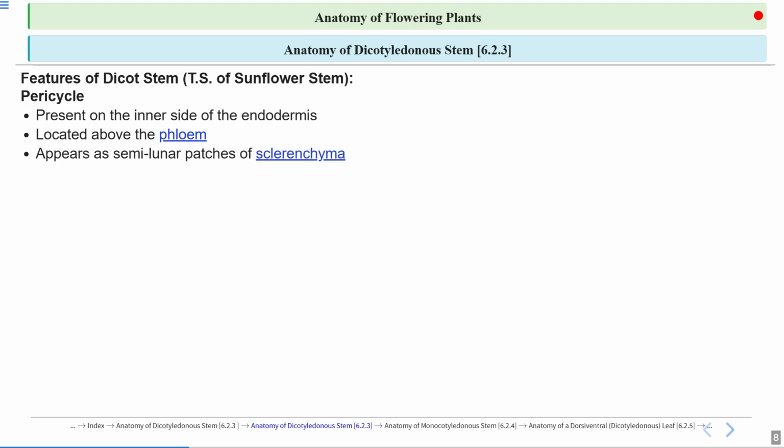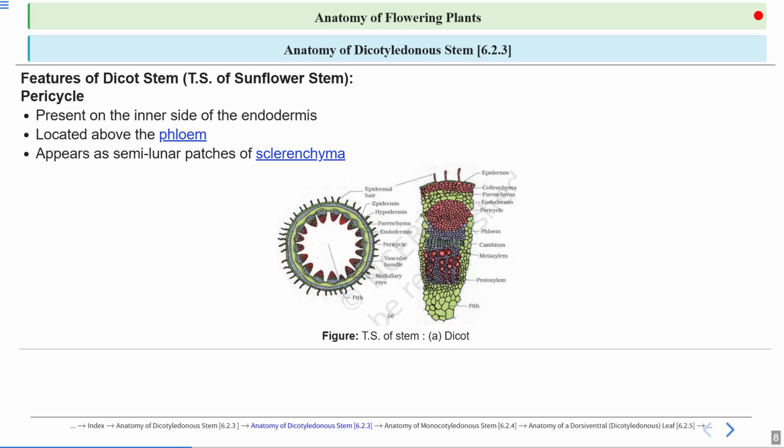In between the phloem and endodermis, there is a pericycle and it appears as semi-lunar patches of sclerenchyma. Now here you can see this pericycle region is sclerenchymatous, semi-lunar patches, right? So here you can see this is the patch. One layer is the endodermis, and just after the one layer, there is a patch of many layers of the sclerenchymatous cells that is called the pericycle.